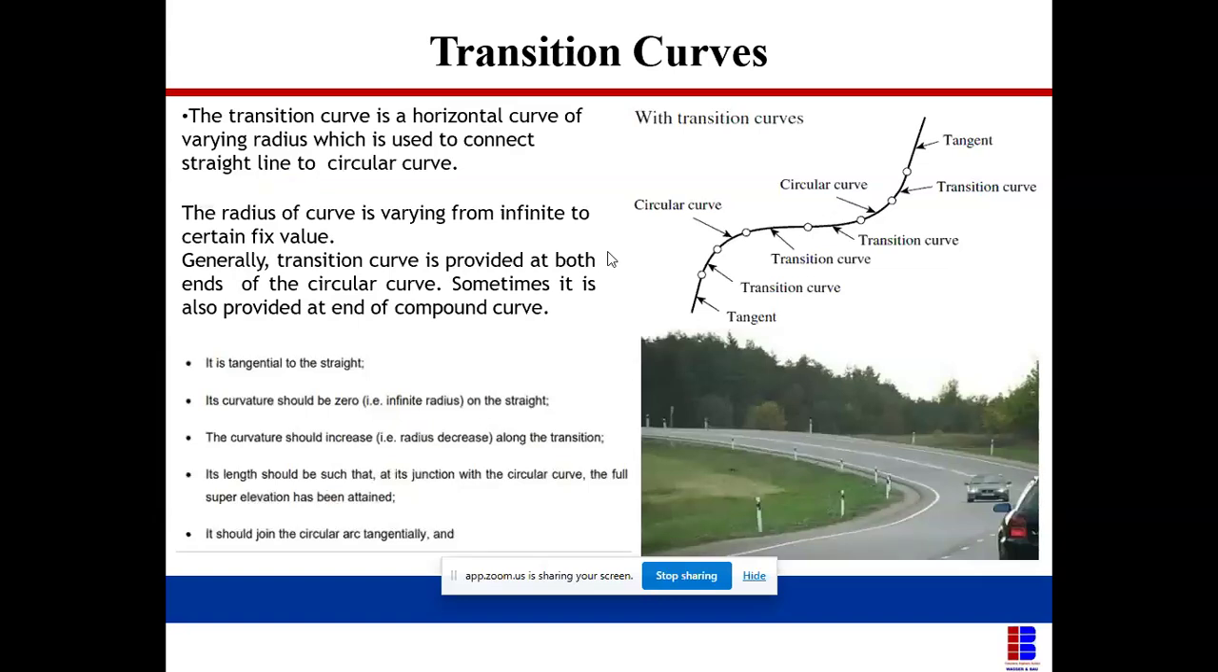So this is a transition curve. You can see a transition curve between two circular curves. Most times, most people designing normally try to avoid it, but in a situation where you have a terrain like that, you just put it like that. So the transition curve is a horizontal curve of varying radius, which is used to connect a straight line to a circular curve. So that's the area where you can't do without it. You just flow the element like that.